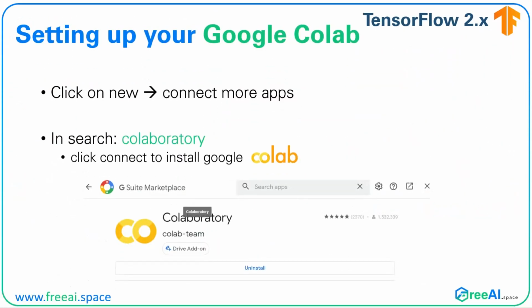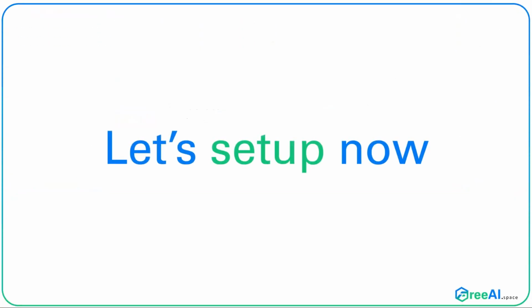In Google Drive, click on New to connect more apps. In the search, type Collaboratory. Click on this Collaboratory to install Google Colab, and now you will be able to successfully install Google Colab. Let's see how to set up now.